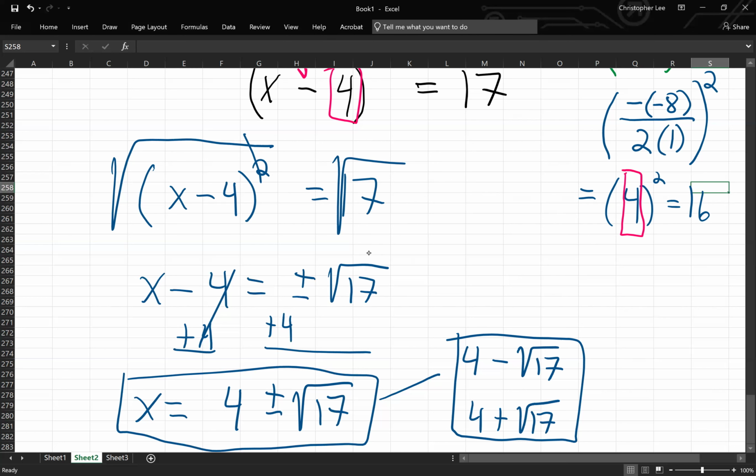Any questions on this? Completing the square. In my opinion, I think it's the easiest formula of all. All good? All right, let's take a look at the next one then.